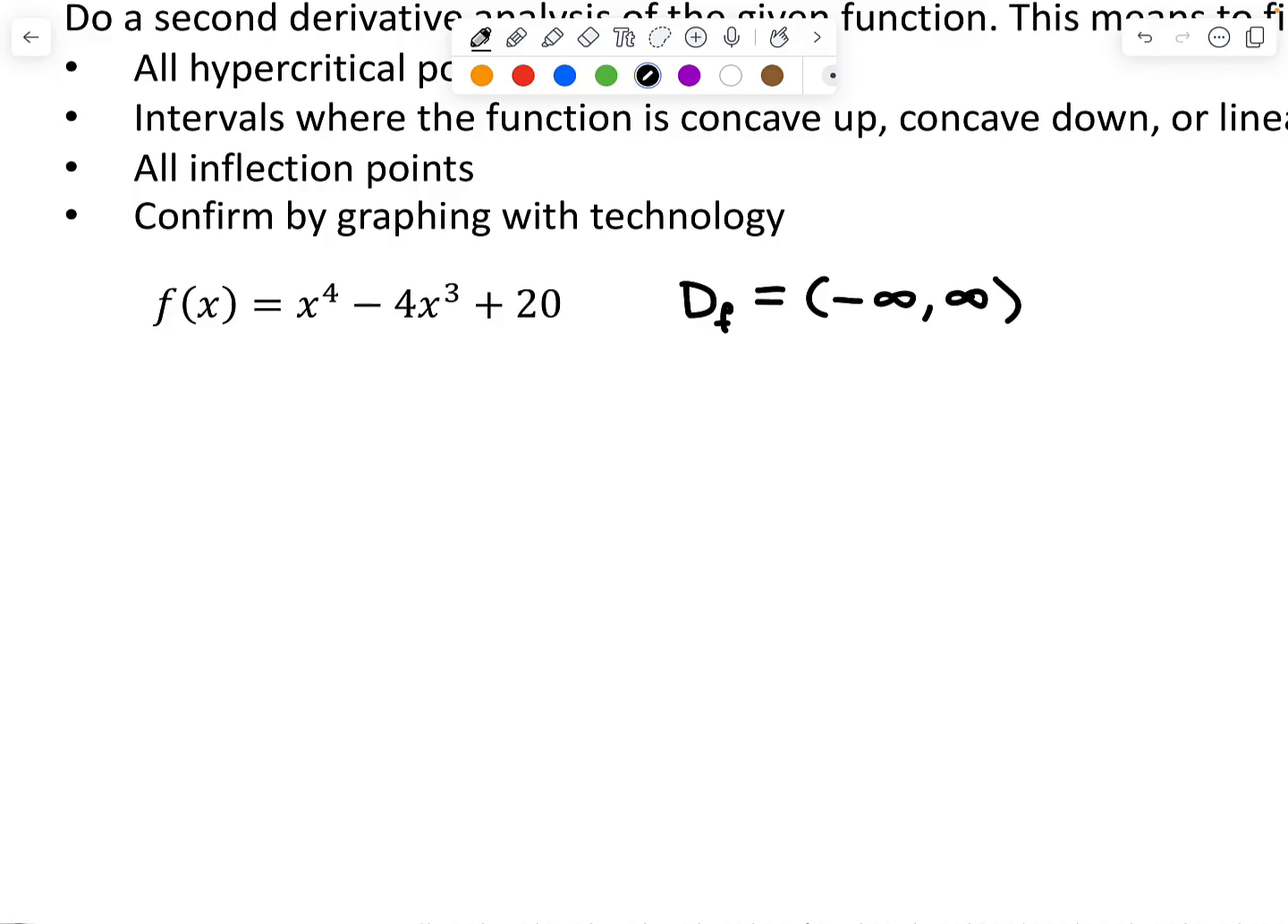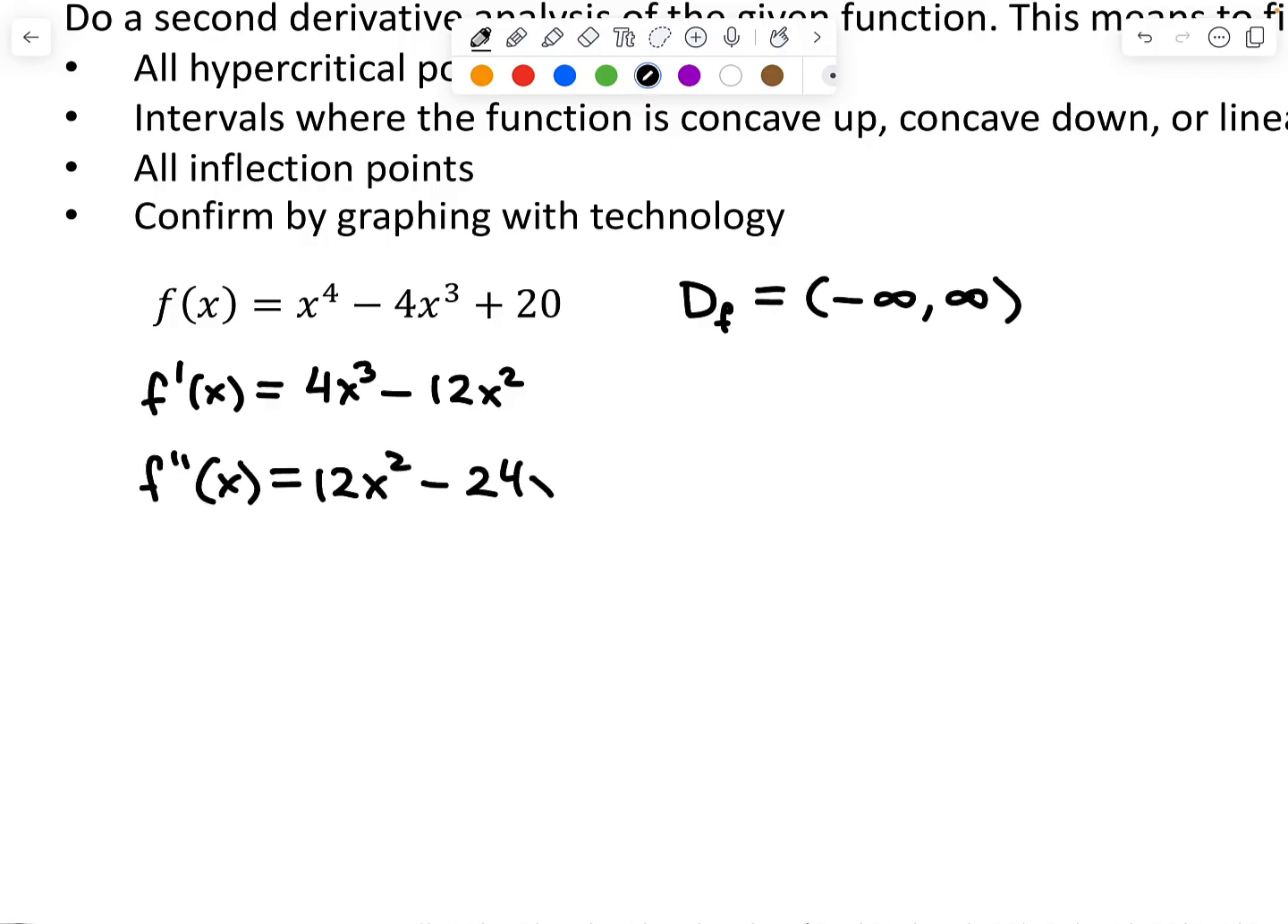Now I want to get to the second derivative. Well, the first derivative, using the power rule, will be 4x cubed minus 12x squared, and then plus 0. And the second derivative, 12x squared minus 24x. Now at this point, I want to do a domain again of the second derivative. The second derivative is a second degree polynomial. Again, it allows all inputs.